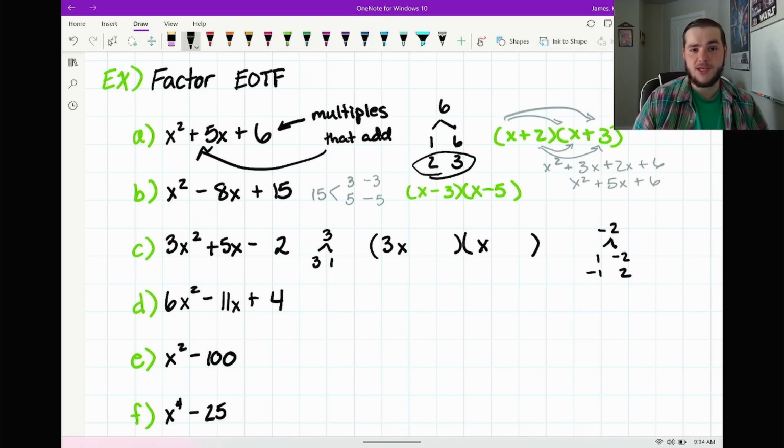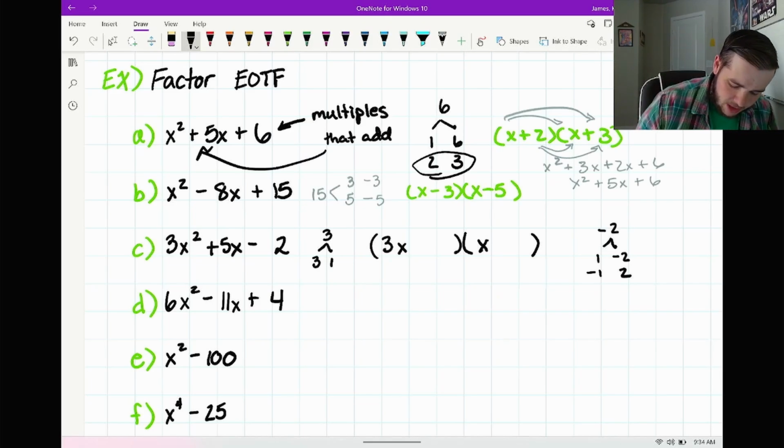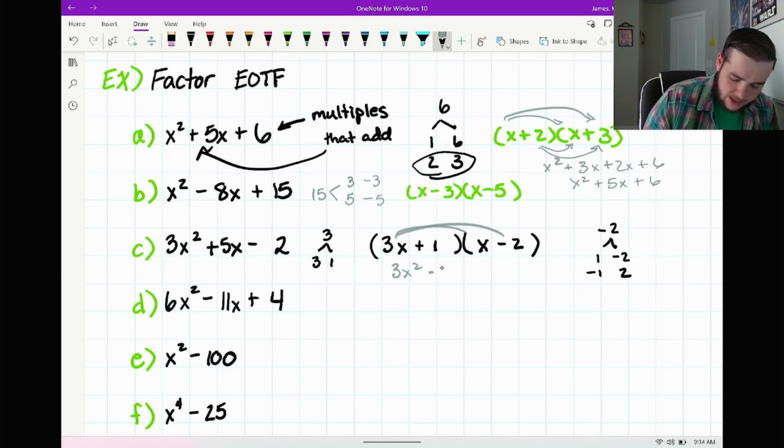But let's pretend we don't know how to do this one. Luckily, I don't have too many answers to check. So let's try 1 and minus 2. If I plug in 1 here and minus 2 here, and I FOIL it out, I get 3x squared minus 6x plus x minus 2, which isn't quite right. Notice I got the opposite of the right answer.